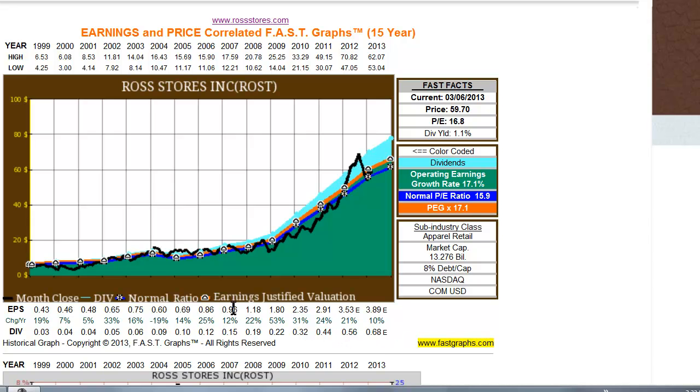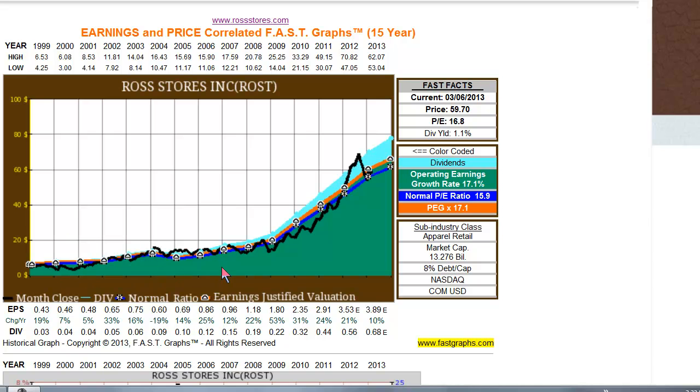I've added two additional lines to the graph. This is now a fully functioning fast graph. We have the blue line, which is a trimmed and blended normal PE ratio, and all that is the computer attempting to find out what price earnings ratio the market has most commonly applied for whatever time period is being measured. Here we're measuring 1999 up to current, into calendar year 2013. So that's 14 years of history plus the current year that we're in.